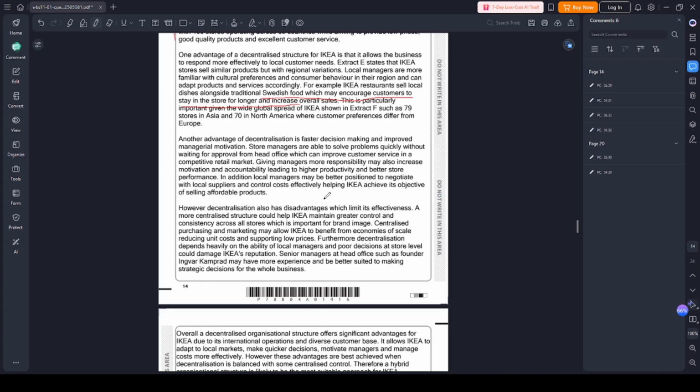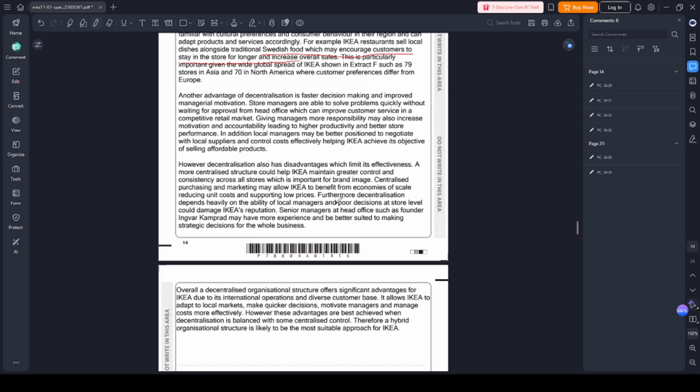Also, centralized purchasing saves money by buying in bulk and running marketing campaigns more cheaply. Decentralization here can make these things more expensive, which is very obvious. But finally, decentralization also depends on good managers because you're not always sure that you're going to have the best managers to run the office. Like I mentioned here, senior managers at head office, such as the founder, may have more experience than the managers that we are hiring for the local outlets, right?